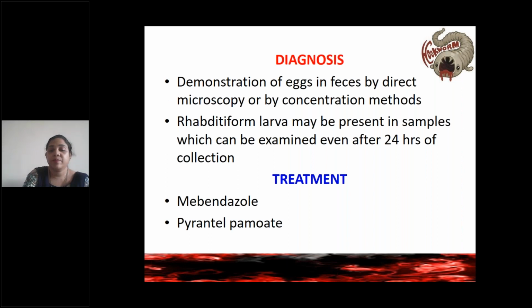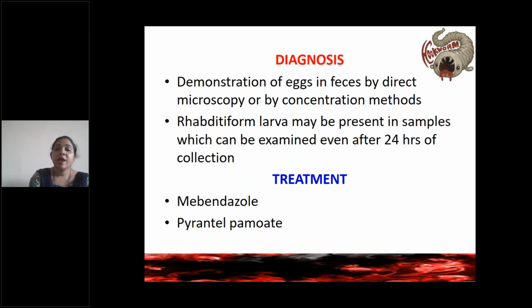Diagnosis. How will you diagnose worm infections? By demonstrating eggs in feces by direct microscopy or by concentration stool examination. If a person is suspected of hookworm infection, take the person's feces, perform stool examination and look for the presence of hookworm ova.